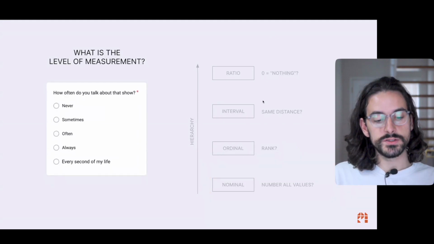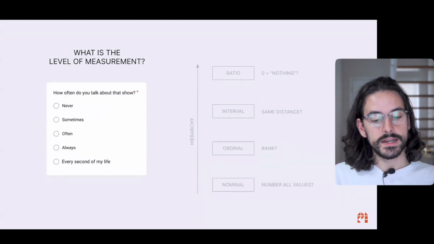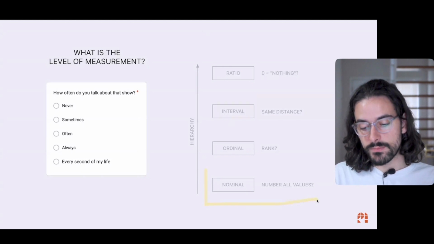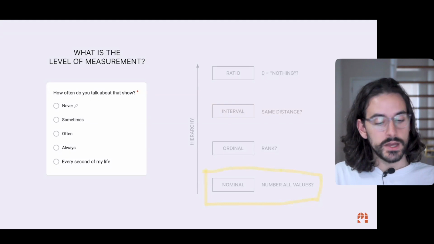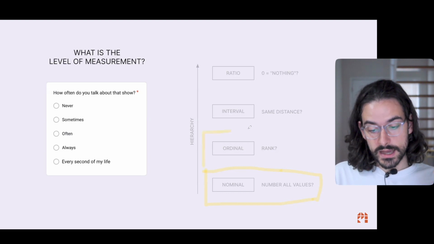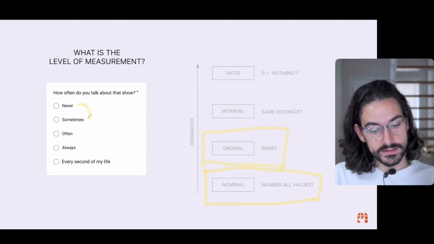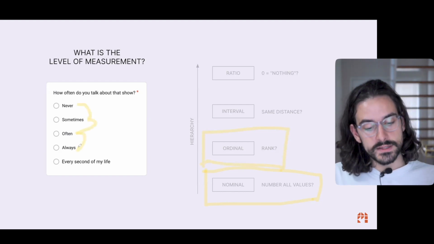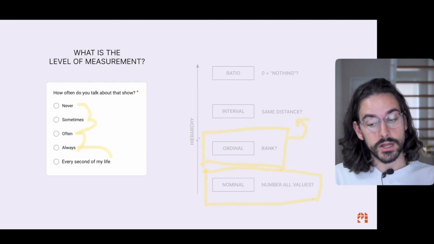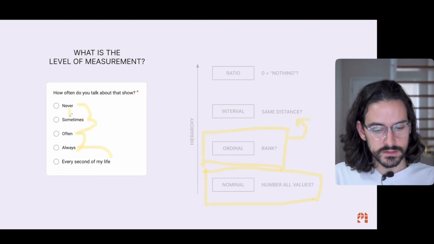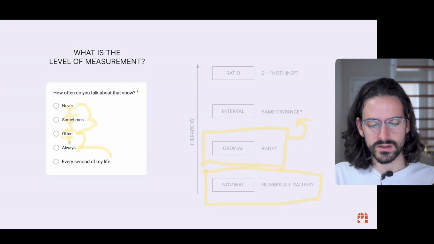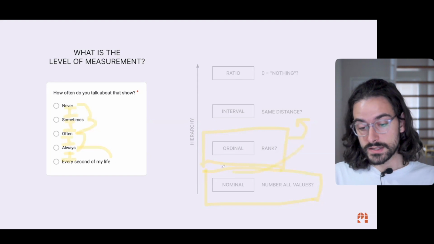Next question: how often do you talk about that show? So I have a couple of options. Never, sometimes, often, always, every second of my life. All right, so we can start with nominal because we can label every single one of the values we have, right? Never could be 1, sometimes could be 2, or whatever. Cool. Can we rank them? Yeah, actually we can, because never is less than sometimes, is less than often, is less than always, is less than every second of my life. Can we promote it to interval though? I'm not sure. What's the distance between never and sometimes? Is it the same as the distance between sometimes and often? The same as the distance between often and always? This cannot be interval. This is only ordinal.